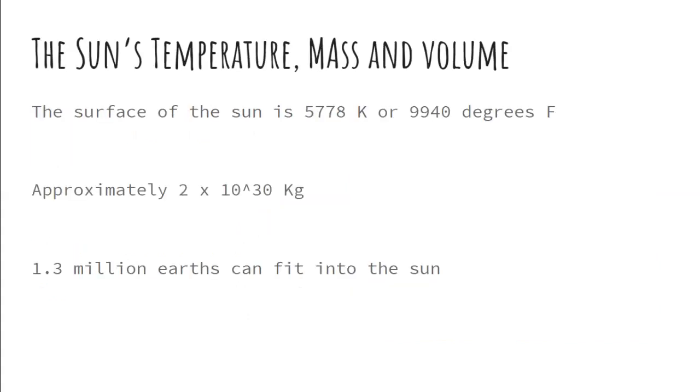So the surface of the sun is around 5,778 Kelvin, or we can change that to degrees Fahrenheit, 9,940. The mass is 2 times 10 to the 30 kilograms. And like I said before, to be exact, 1.3 million Earths can fit into the sun. So imagine that volume. You can't travel to the sun because otherwise you'll be burned and melted to death.